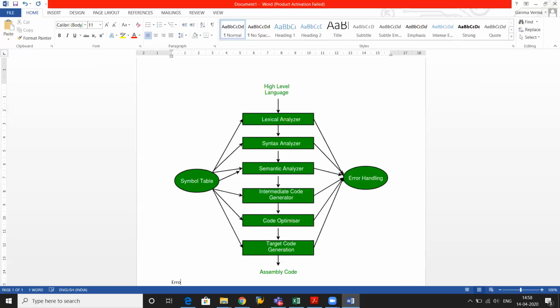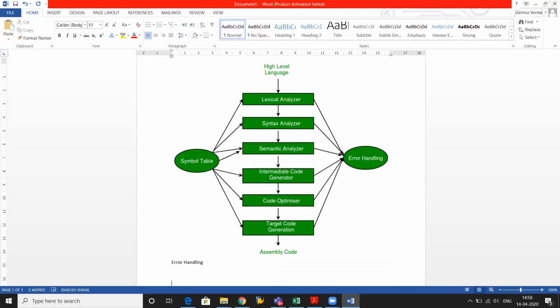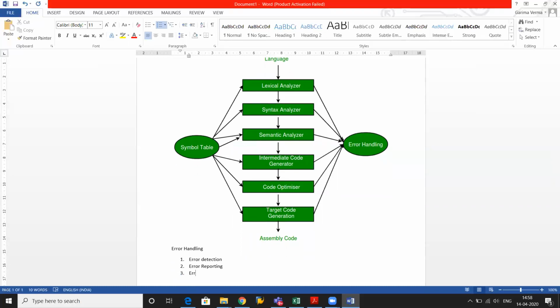So what is error handling? Basically, the error handling phase consists of three activities. First, error detection. Second, error reporting. And third, error recovery, right? So these three things are basically inbuilt in the error handling module.